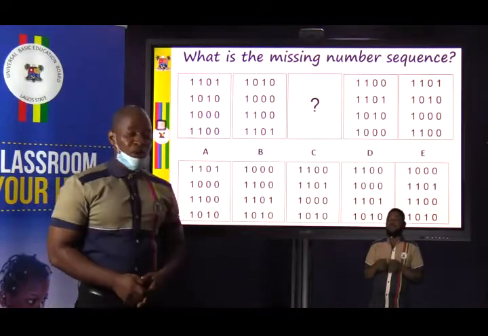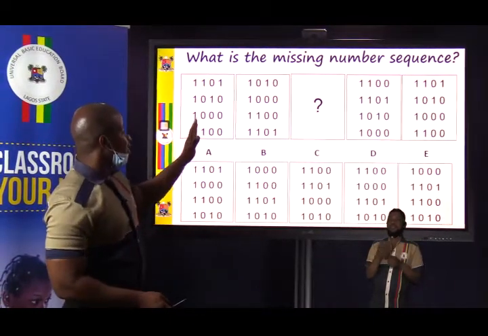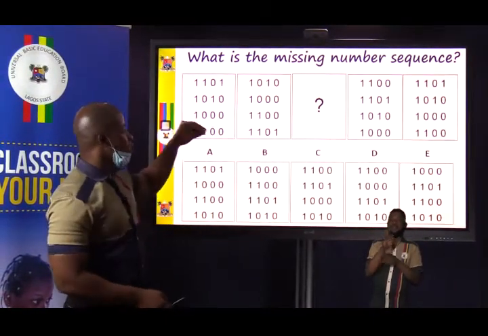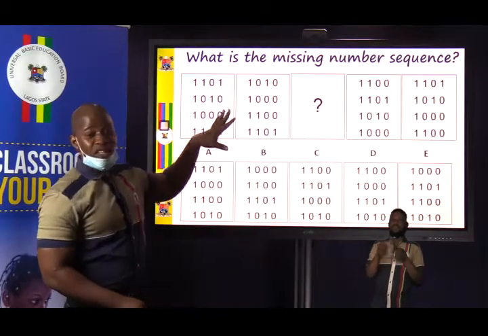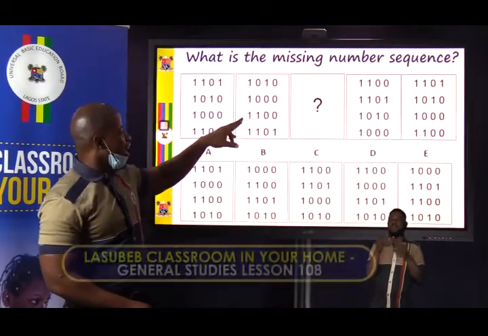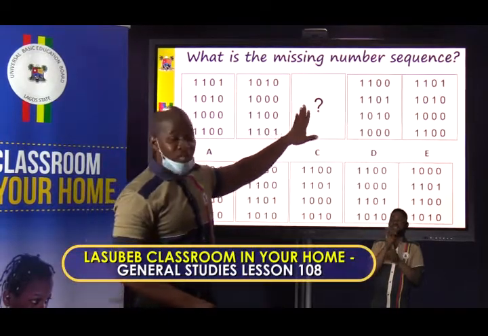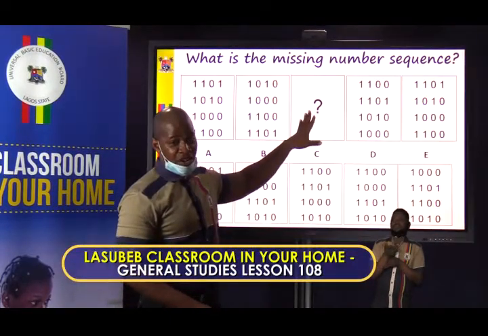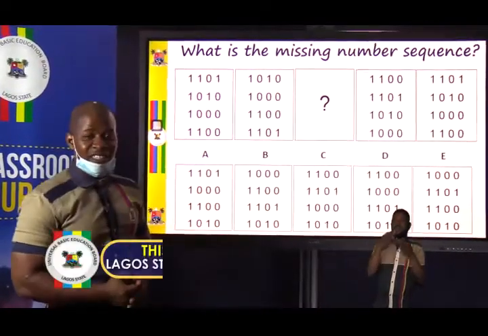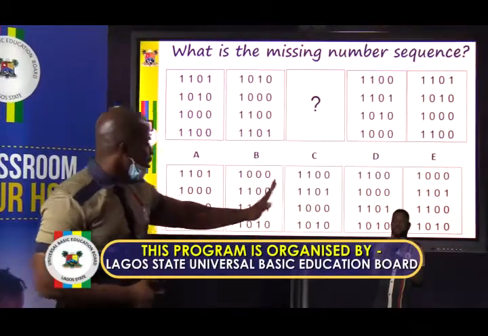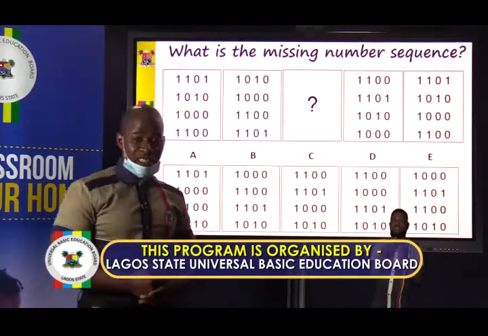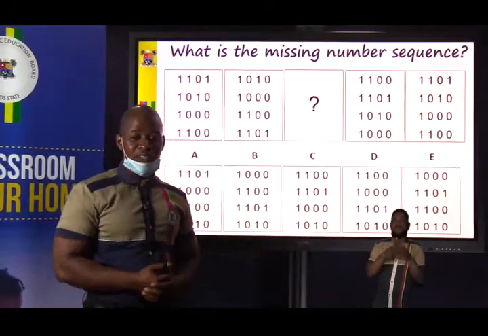We have 5 sets of boxes here containing 4 numbers each. Now you have to study the pattern of these numbers and try to identify which one is missing here. So study the numbers and determine by yourself which of these images will fill up this sequence. You have 1 minute to think about it. Begin.